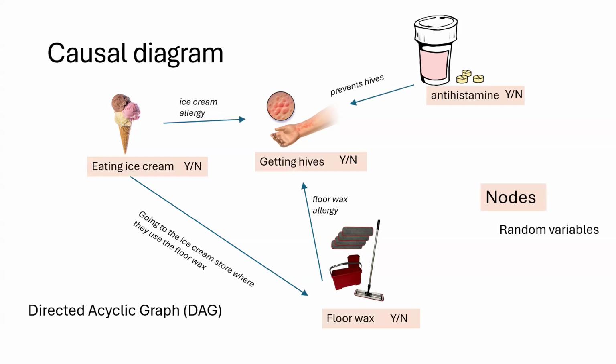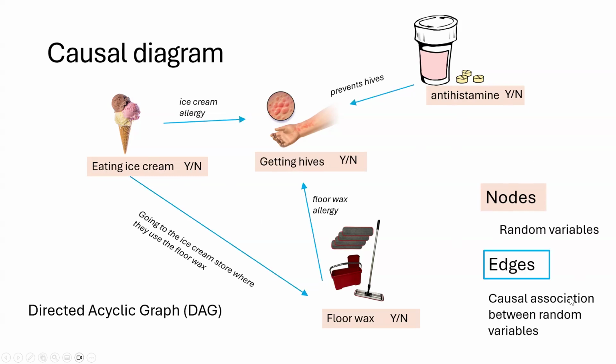So this is what's called in graph theory a directed acyclic graph. Each of these variables is called a node, and usually in a statistical model, we're thinking the nodes would be some kind of random variable. And I've put the possible values, these are all binary. And then the relationships between nodes are called edges. In a causal diagram, they specify a causal relationship between variables or between nodes.